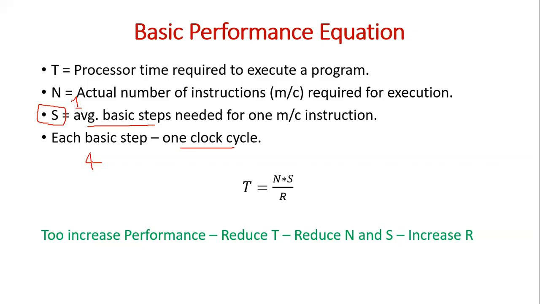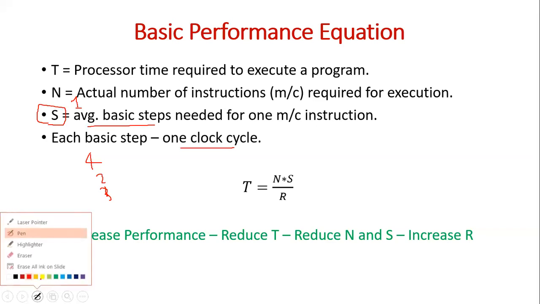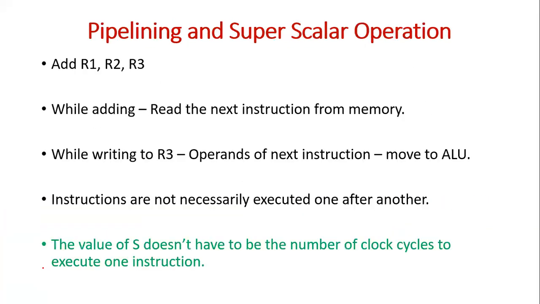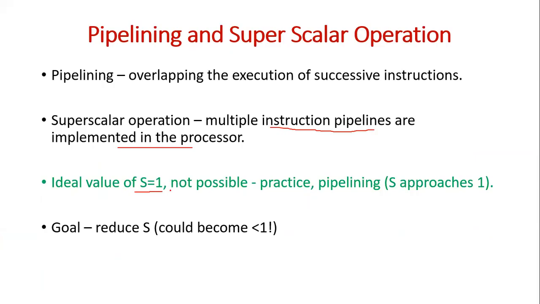When you execute serially, there may be four basic steps, but when you use pipelining, in each clock cycle you may be executing 2-3 instructions. So obviously the effective value of S will come down. The ideal value of S is 1. Practically, that may not be possible, but by using pipelining, we can reduce S in such a way that S approaches 1. And the goal is to reduce S.